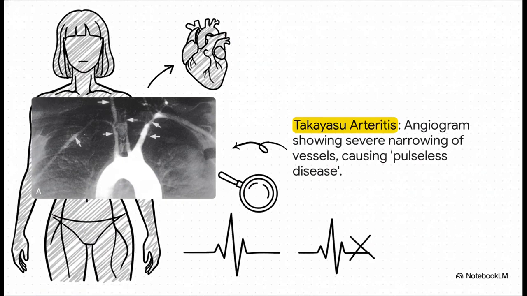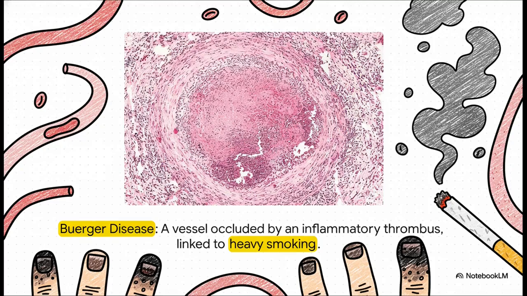patient's sight. Here we have another large vessel vasculitis, Takayasu arteritis. Just look at the profound narrowing of the major arteries coming off the aorta. You can immediately understand why these patients, who are typically younger women, present with weak or even absent pulses in their arms. Now we are moving to the medium-sized vessels.